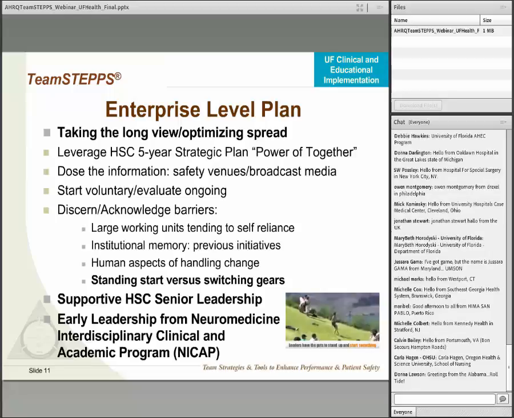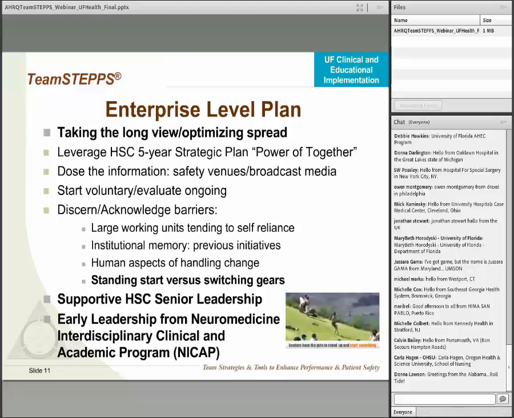So they can evaluate ongoing how it would fit in their organization. I'll talk about a timeline in just a little bit. But one of the things we have to do here is discern and acknowledge our barriers. Our organization is very large, and its work units tend to be very large. That brings in a level of self-reliance that I hadn't experienced in other lives. So these work units, be they medical services or nursing units, often have a lot of resources of their own, so they're relatively self-sufficient. So often it's when these services come together for patient care or operational things that we find opportunities in the workflows and their own individual cultures for that connection.